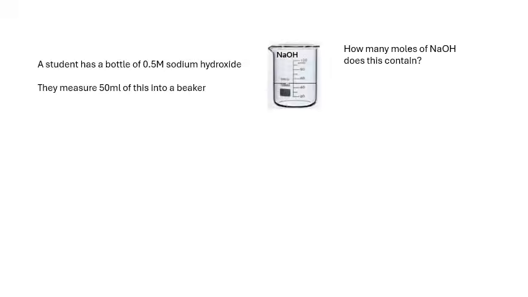Here's an easy calculation for you to do, and then we're going to do a smelly hard one after. Okay, so easy one. A student has a bottle of 0.5 molar sodium hydroxide, and they put 50 mils of that into a beaker. So how many moles of sodium hydroxide is in the beaker? You should work your way through these. The answer is in 3, 2, 1.